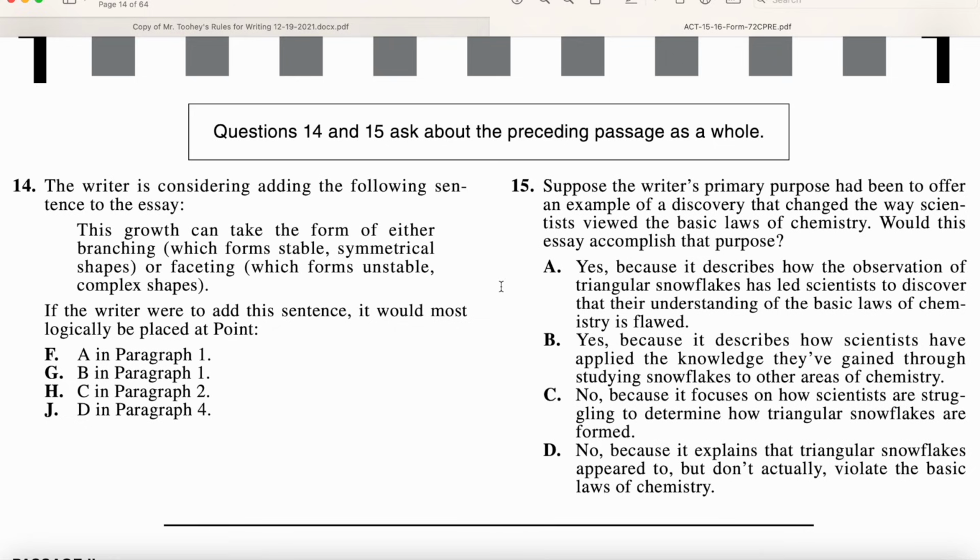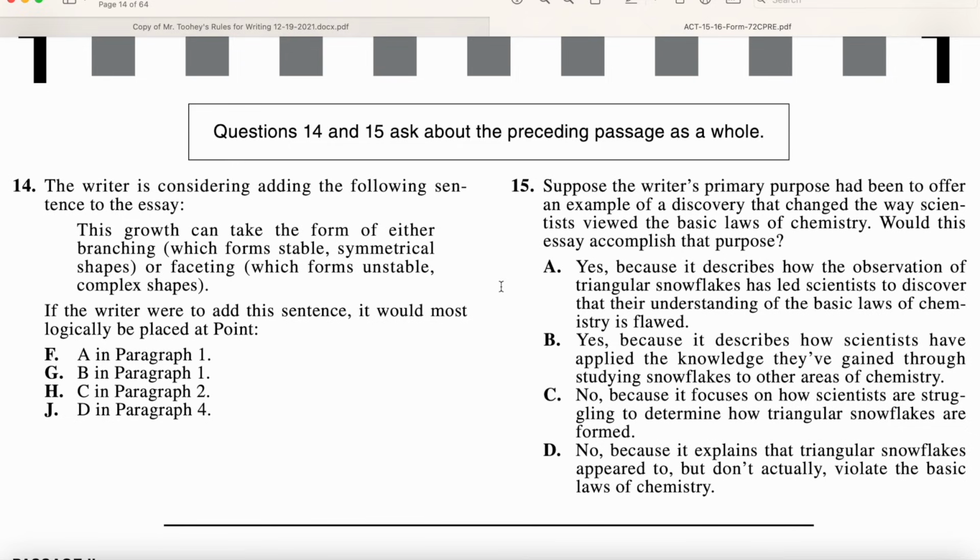Okay. What is your instinct right now, Abdul? Would this essay accomplish the purpose of giving an example of a discovery that changed the way scientists viewed the basic laws of chemistry? I would say no, because in the last paragraph, it says that even when impurities interfere, the basic laws of chemistry still apply. Absolutely, right? Which is, once again, why you've got to pay close attention to the ideas. They're not just testing on grammar here. It's the meaning of the passage. I agree with you 100%, right? The basic laws of chemistry still apply. They tell us that at the end. So I would say definitely no.